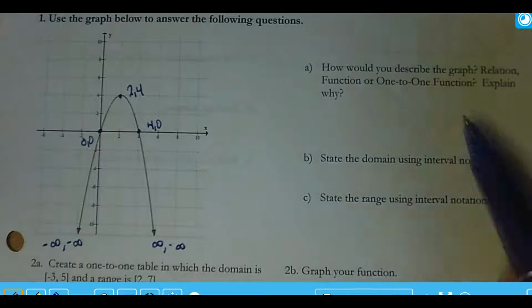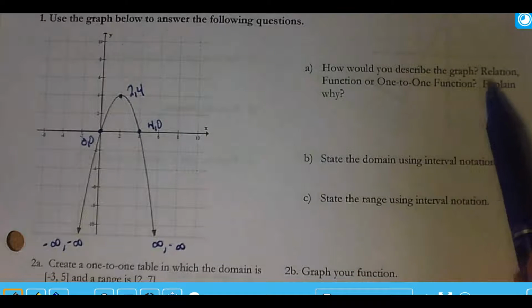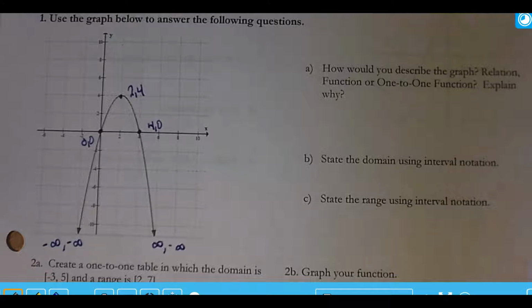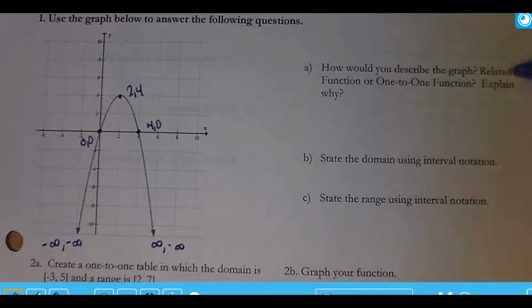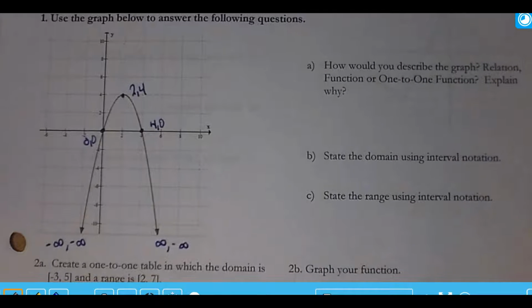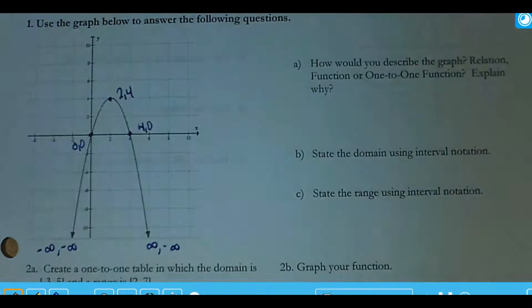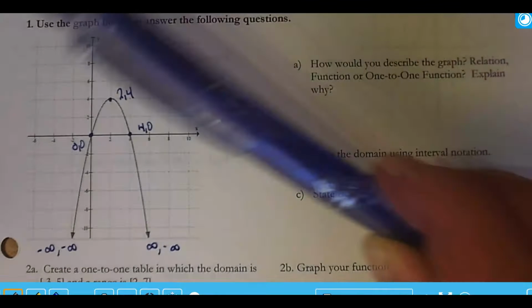So the first question is, how would you describe the graph? Is it a relation, is it a function, or is it a one-to-one function? So the first thing is I'm going to see everything's a relation until I prove otherwise. So the first test I'm going to run is my vertical line test, which it is passing. It's hitting it once. So right now it's a function. And then I'm going to see if it passes the horizontal line test. If it does, then it gets to be a one-to-one function.